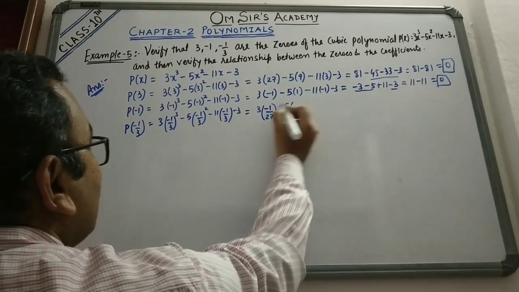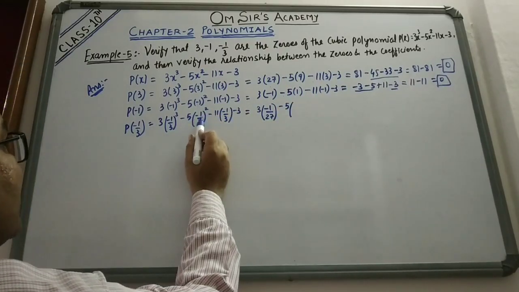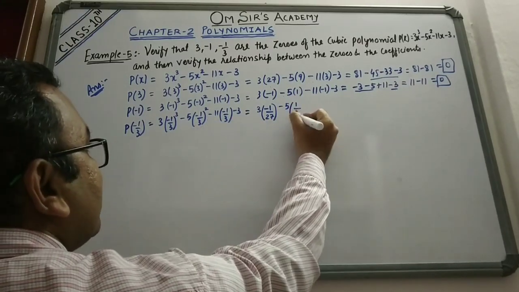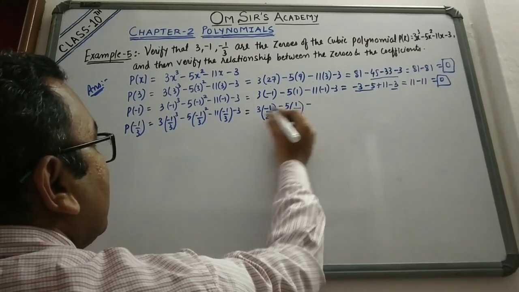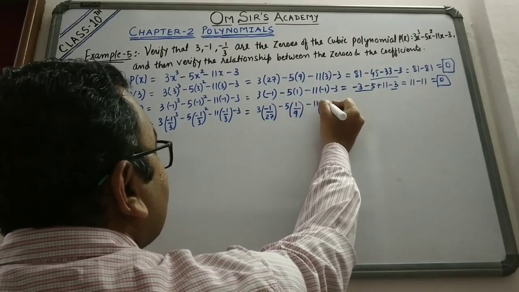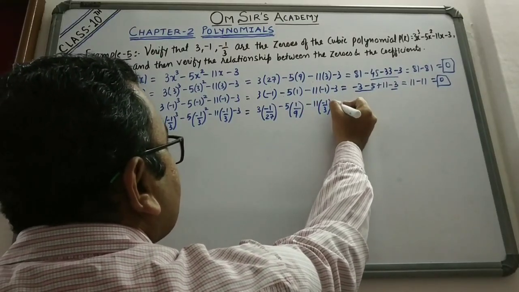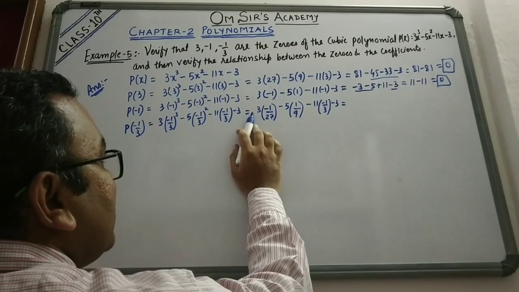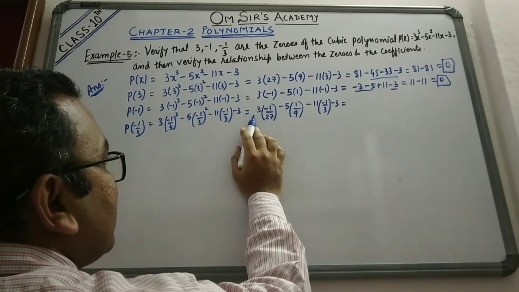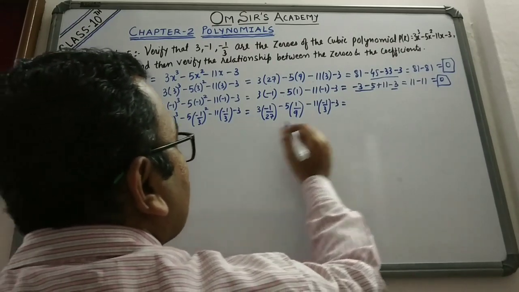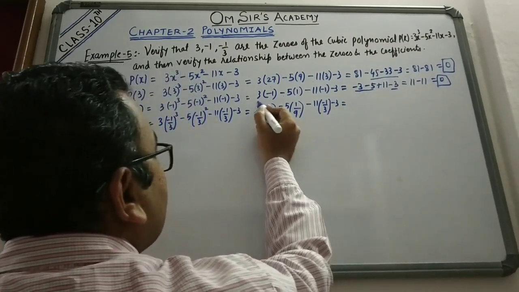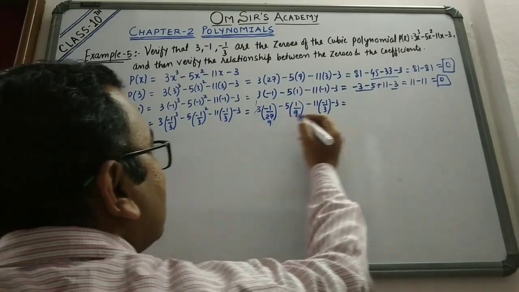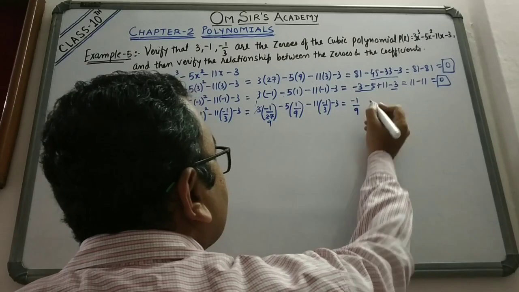Minus 5 into minus 1 ka square. What is the square of minus 1? It will be 1 upon 3 ka square. 3 into 3 is what? 9. Minus 11 into minus 1 upon 3 minus 3. Is it clear friends? So here in the first case it will be 3 into minus 1 is minus 3. Okay, so it will be what? We can cut these 3: 1s are 3, 9s are 27. So I can write it as minus 1 upon 9.